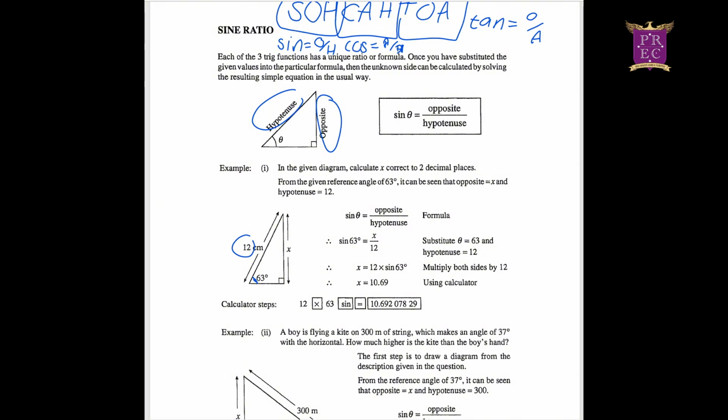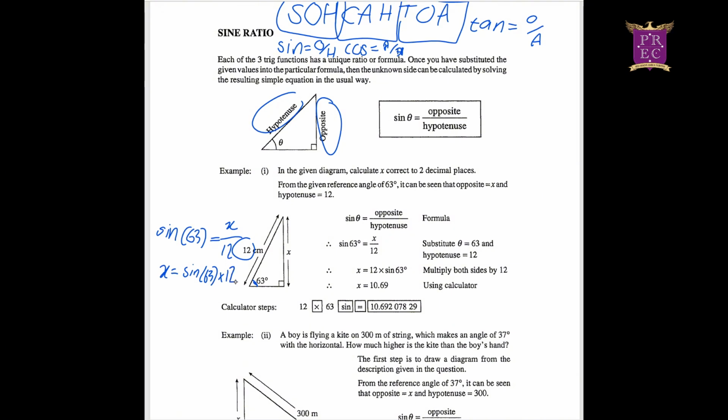To find x, we need to use this formula here. Sine theta, so what's theta? It's 63 degrees, is equal to opposite over hypotenuse. Opposite is x, hypotenuse is 12. To make x the subject, we just do x is equal to sine 63 degrees times 12. Put this in the calculator, which should give you 10.69. Okay, and that's our length in centimeters.